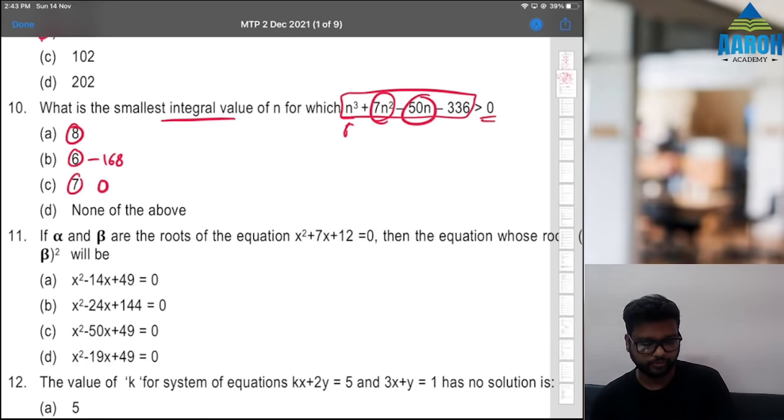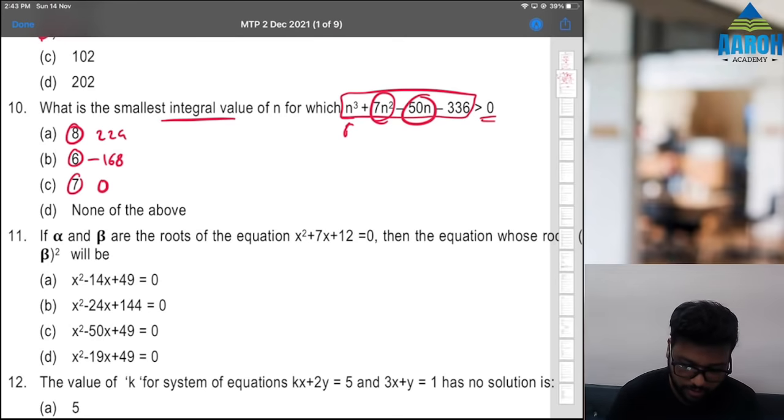So 8 will be obviously the answer, but still let's try 8 once. 8 cube m plus 7 into 8 square m plus 50 into 8 m minus 336 m minus. If you press MRC, you get 224. So A is the correct answer.